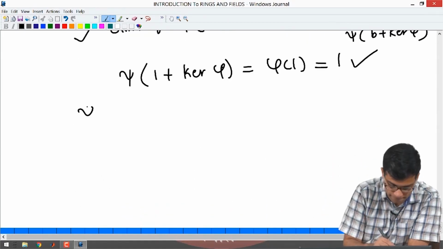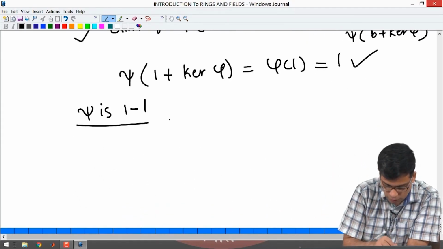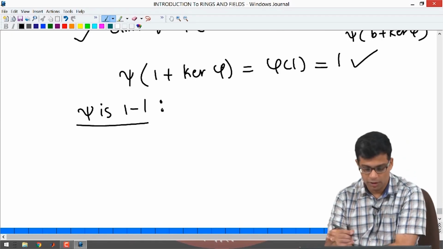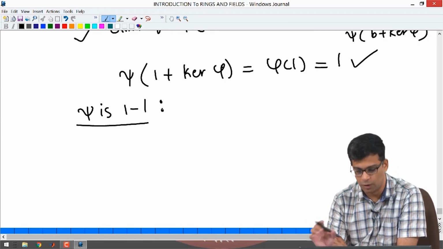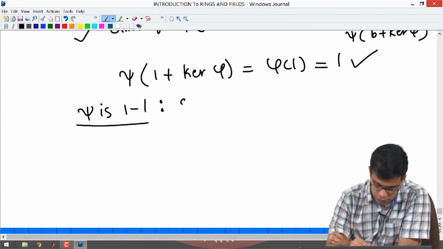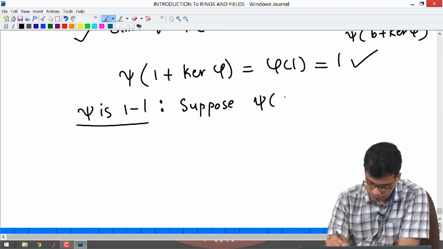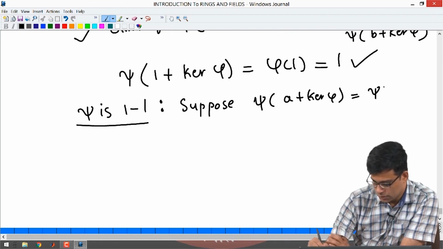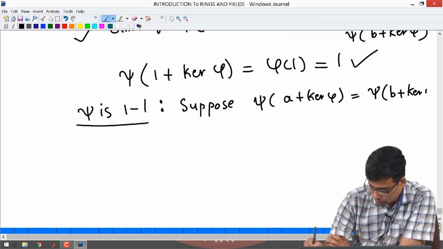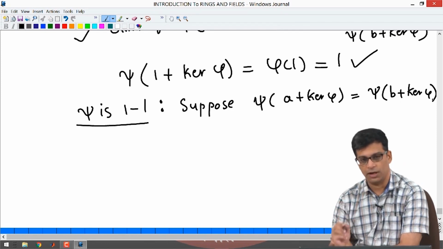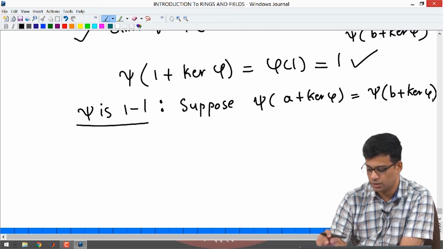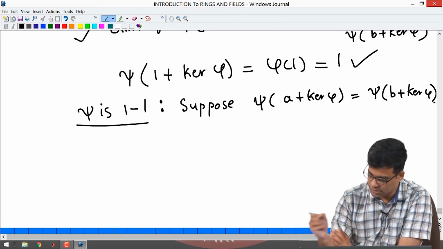The next step is to show psi is 1-1, or psi is injective. How do we show this? What does injectivity mean? If the images of two elements are equal, those two elements are equal. So suppose psi of A plus kernel phi is equal to psi of B plus kernel phi. What am I interested in showing? I am interested in showing that A plus kernel phi is equal to B plus kernel phi. Let us see how we show that.